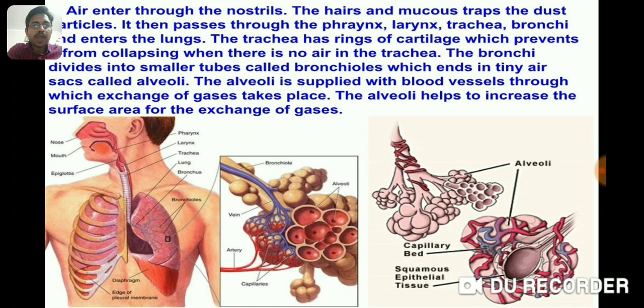The alveoli are supplied with blood vessels through which exchange of gases takes place. The alveoli help to increase the surface area for maximum exchange of gases in the lungs. So this is how our lungs are designed to facilitate maximum gas exchange.